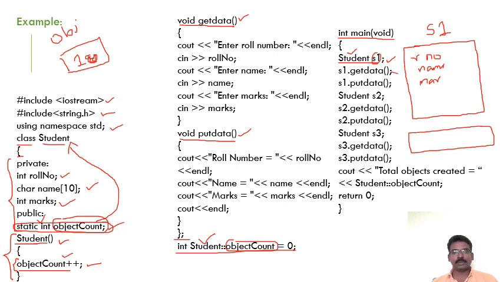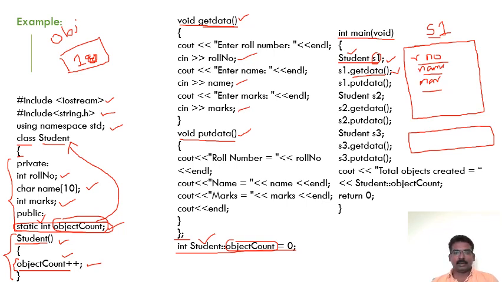Then we do the usual operation using the get data function. The first object uses the get data function, and it gets all the details supplied by the user and stores them: the roll number, name, and marks. These are received as input.